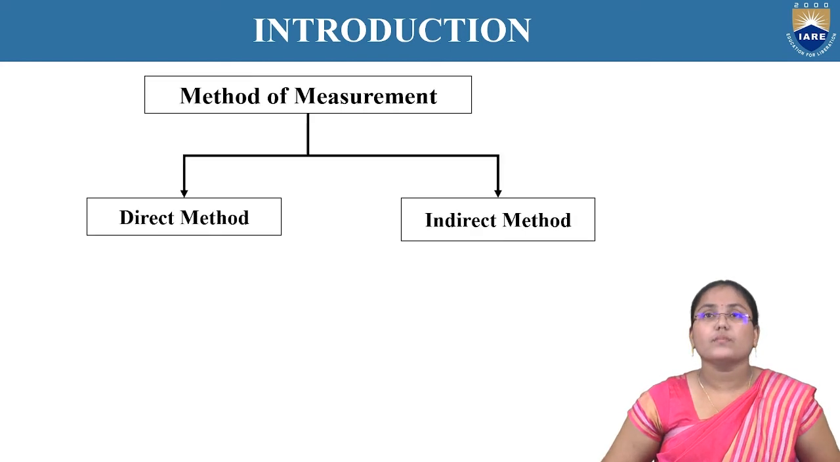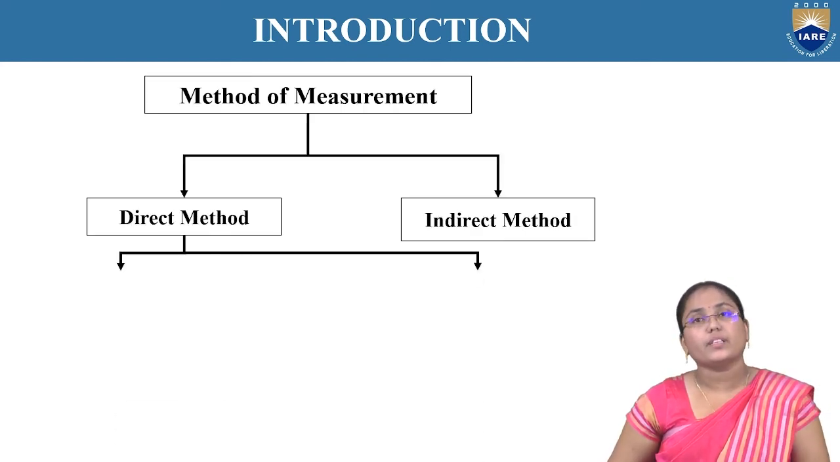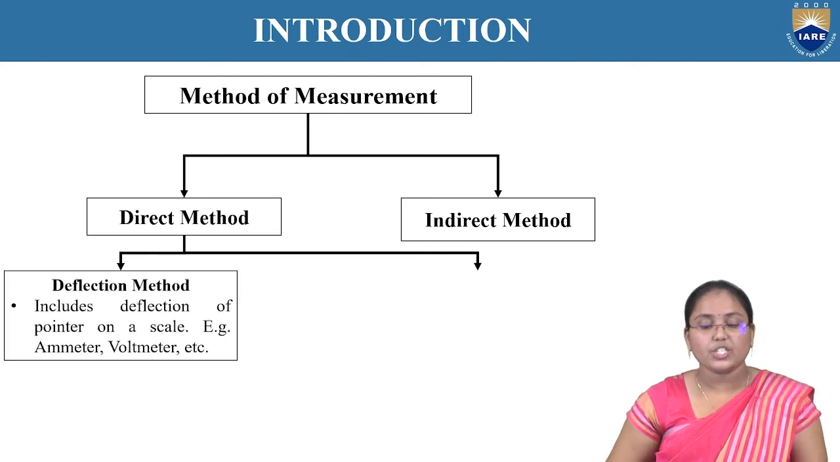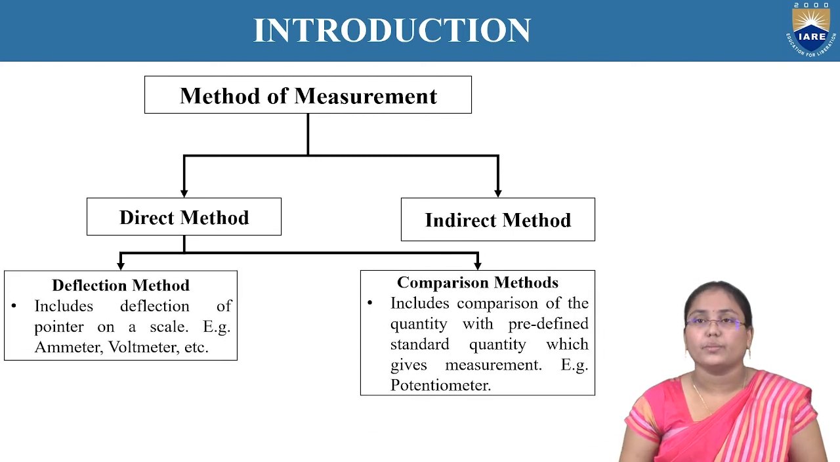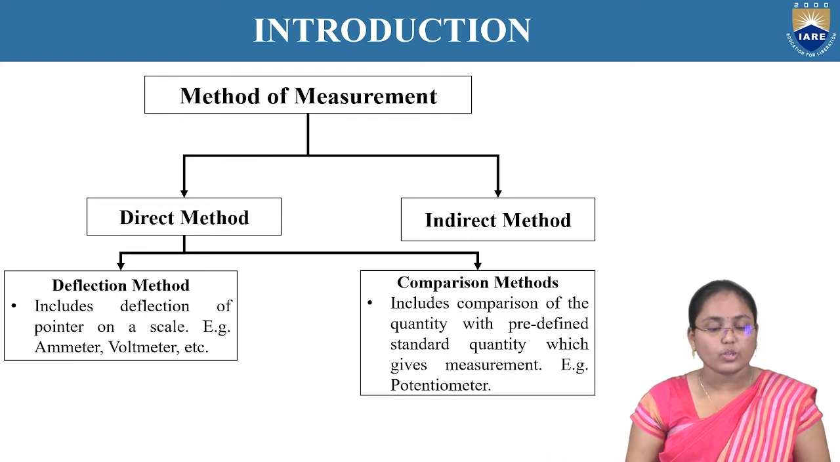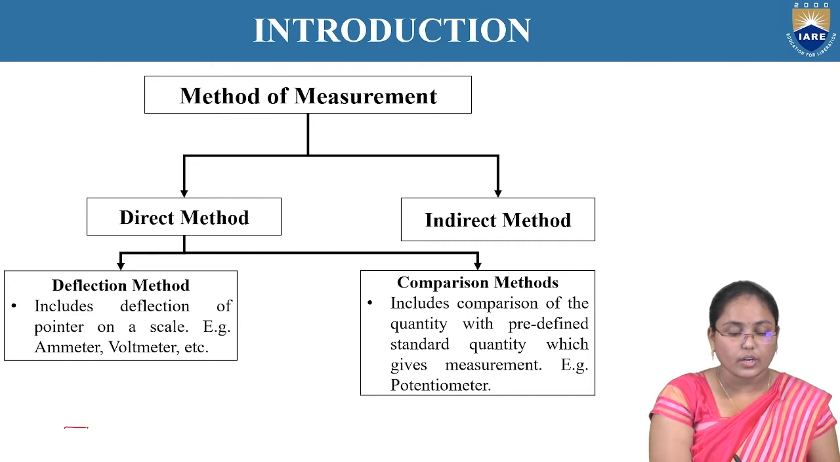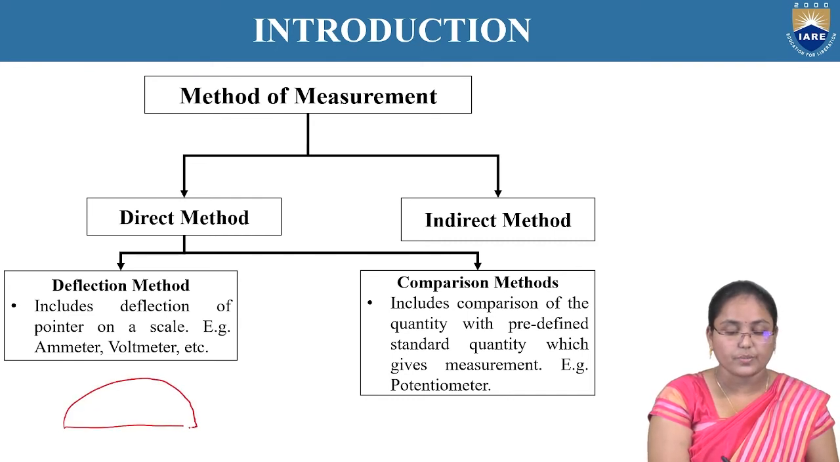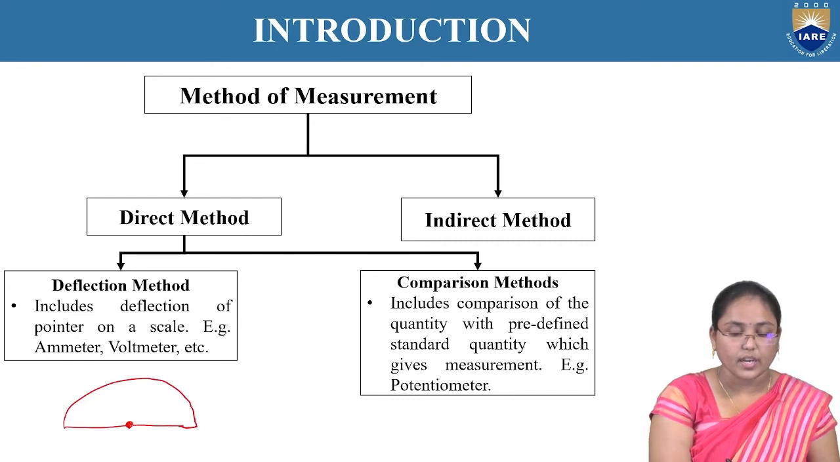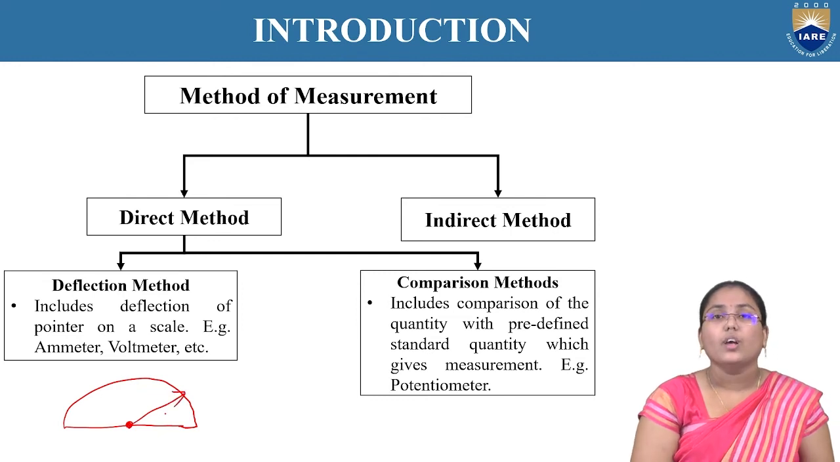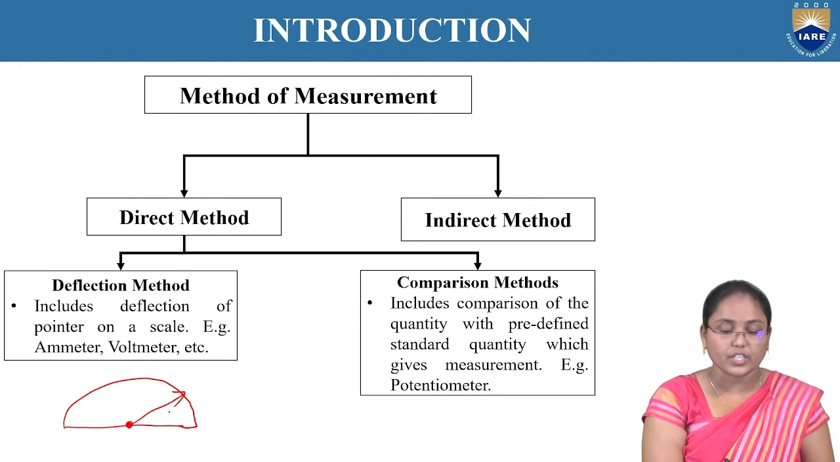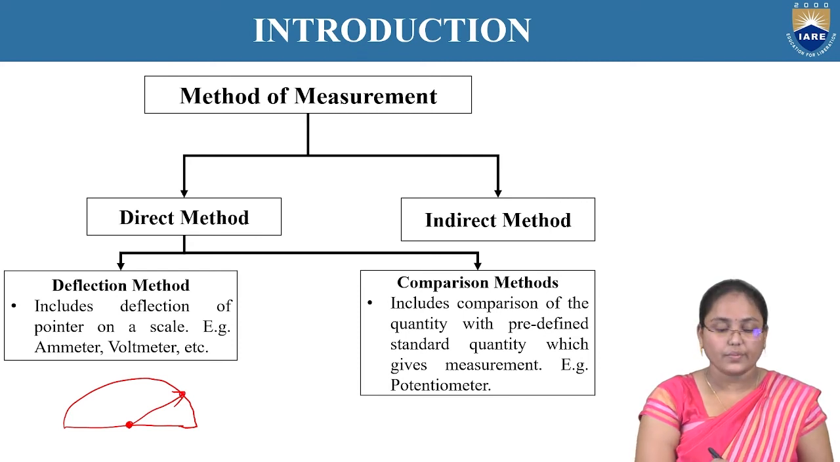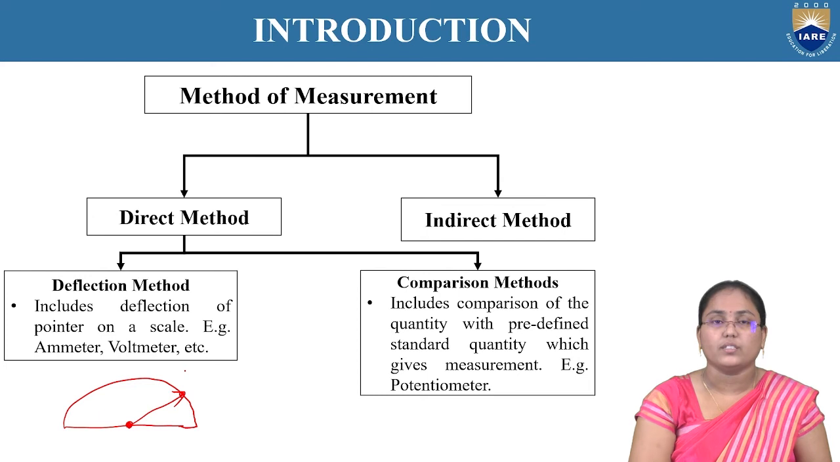Next. The direct method in the measurement process is further divided into two types: the deflection method and the comparison method. The deflection method includes deflection of a pointer on a scale, for example an ammeter and voltmeter. We have already seen such instruments where there is a pointer and a deflection in the scale. With respect to this deflection in the scale, we measure the particular quantity, and we give its accepted standards.